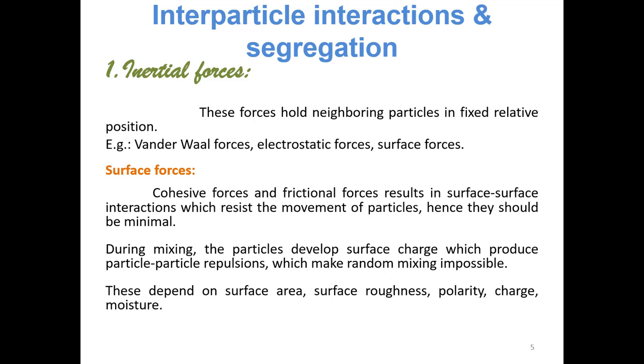During mixing, the particles develop a surface charge. Means whenever we are going to mix two or more than two substances, these particles develop surface charge. And the surface charge produces particle-particle repulsions which make random mixing impossible. So these depend on the surface area, the surface roughness, the polarity, and the charge moisture.